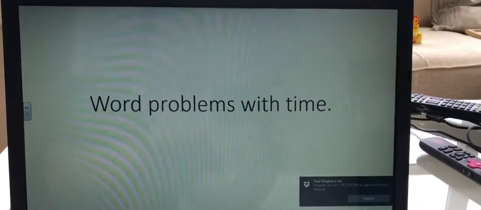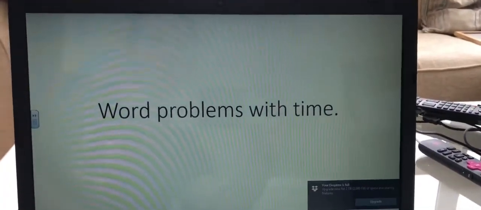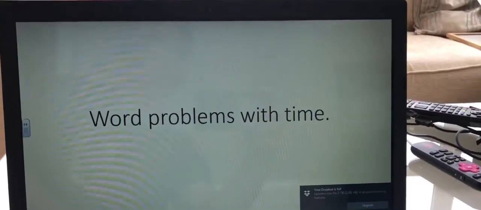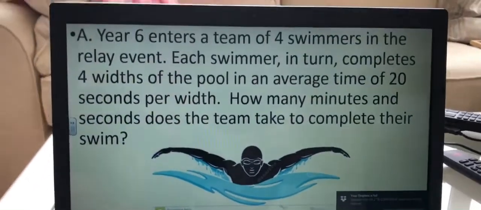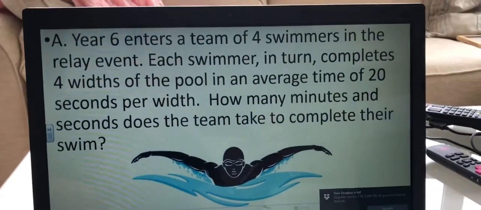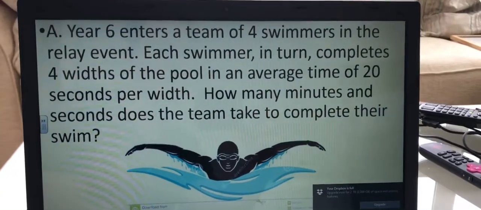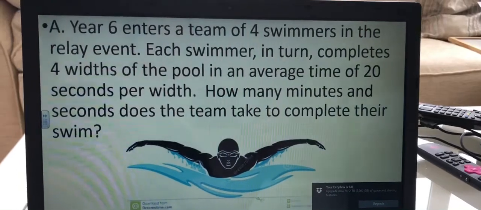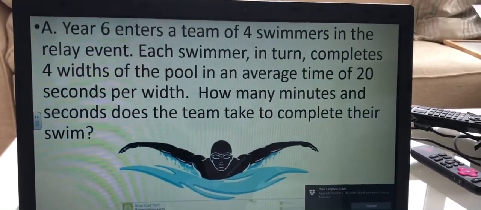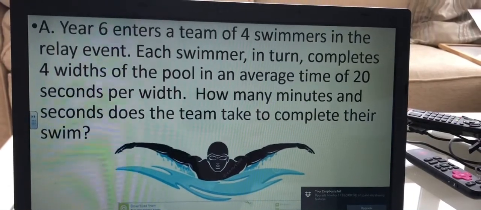Okay, hello everybody, and in today's lesson we're going to look at word problems with time, or solving problems when converting between units of time. So let's have a look. First question. A Year 6 enters a team of 4 swimmers in the relay event. Each swimmer in turn completes 4 widths of the pool in an average time of 20 seconds per width. How many minutes and seconds does the team take to complete their swim?